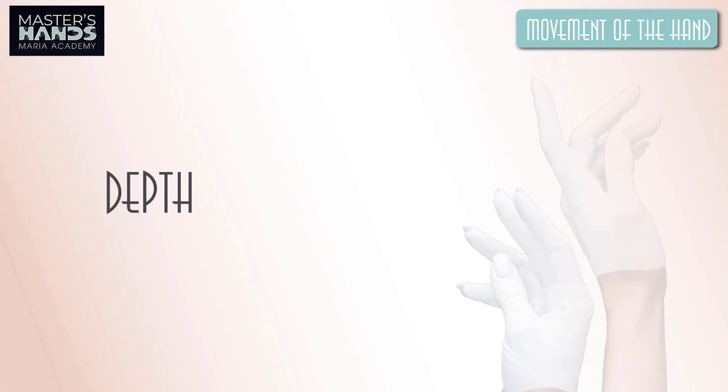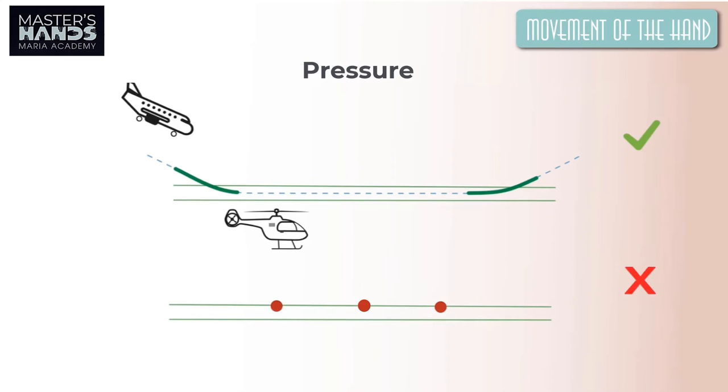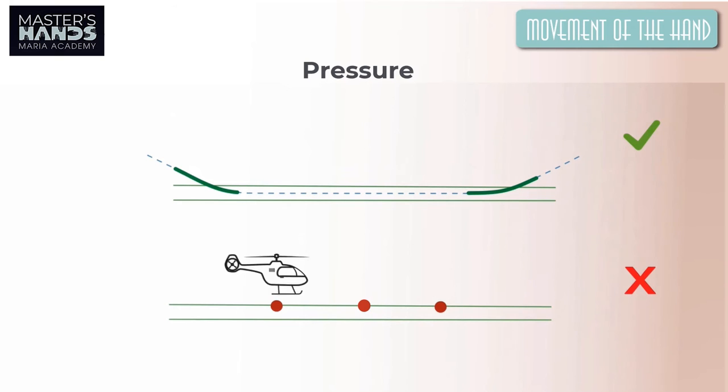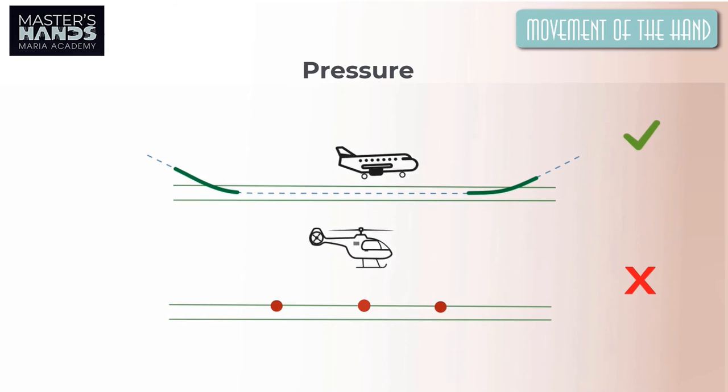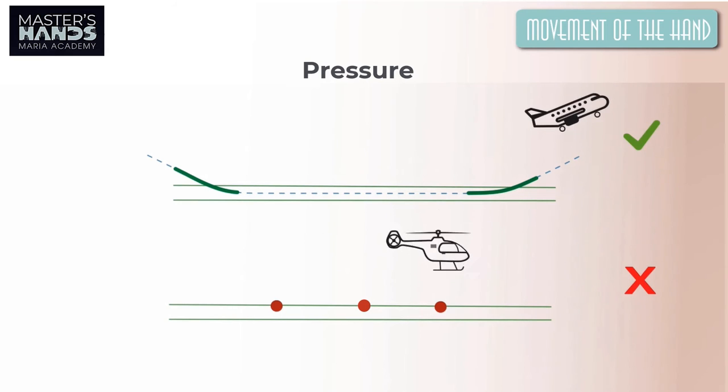When we perform movements, we have not only direction, but also the trajectory of entering and exiting from the skin, or in other words, depth. This example clearly illustrates the principles of smooth and sharp entering the skin. We should work taking into account how a plane takes off and lands, not as a helicopter.